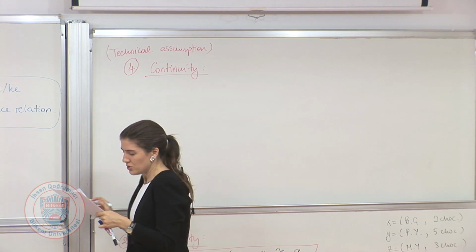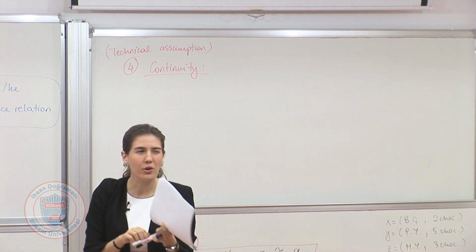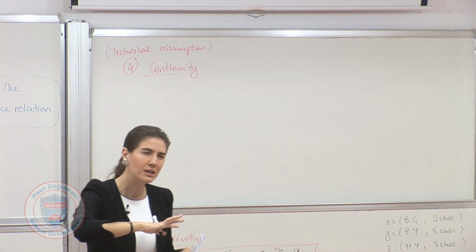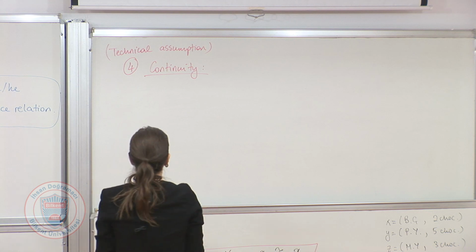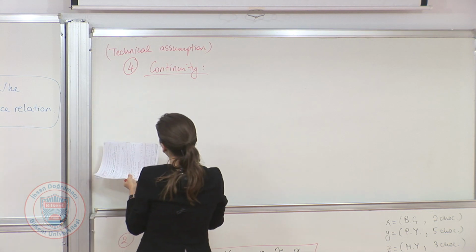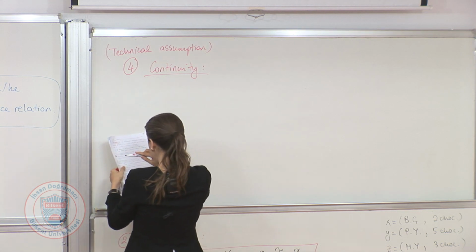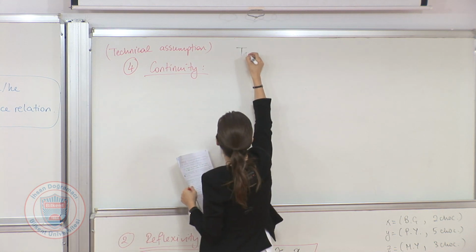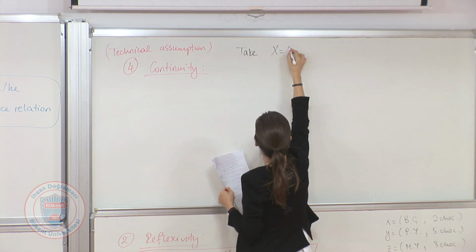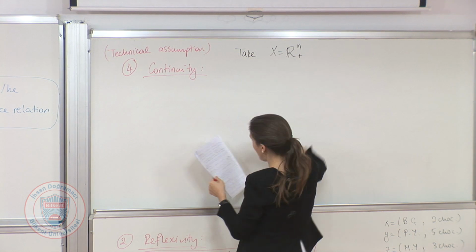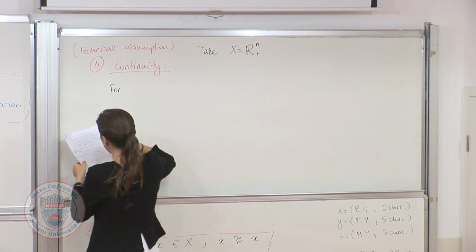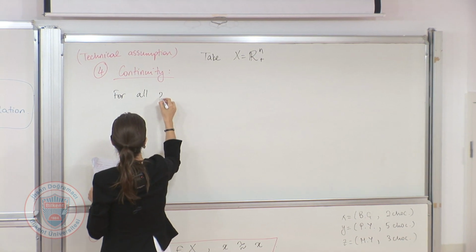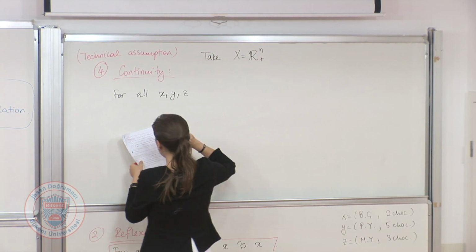Okay? So basically, I'm going to write down a more technical definition and kind of a more intuitive definition, okay? So the first one that I will write is the more intuitive definition. So here, basically, take X as R^n_+, okay? So this is not the technical definition that I'm writing. For all x, y, z in X.